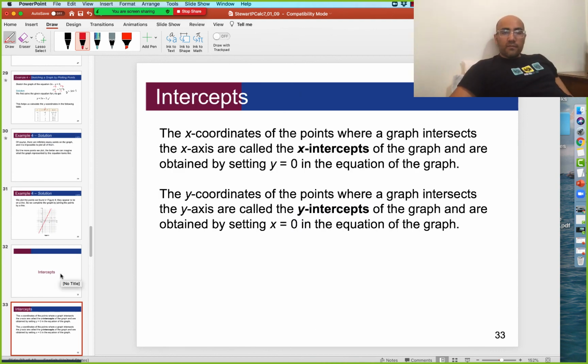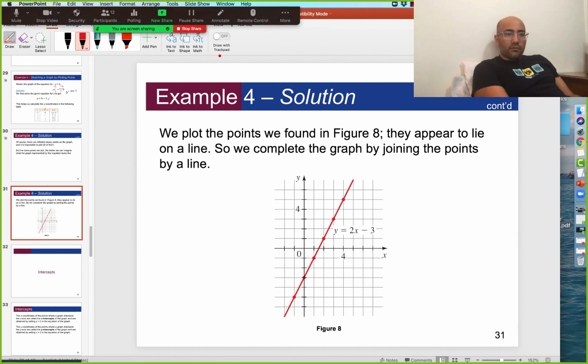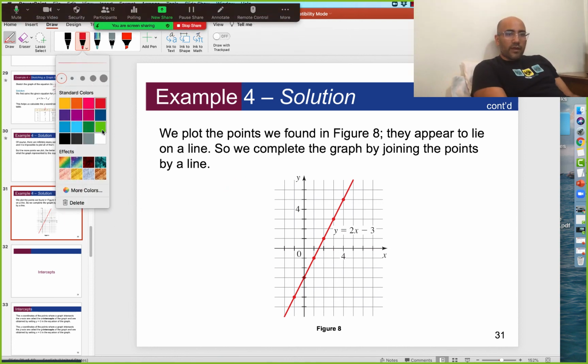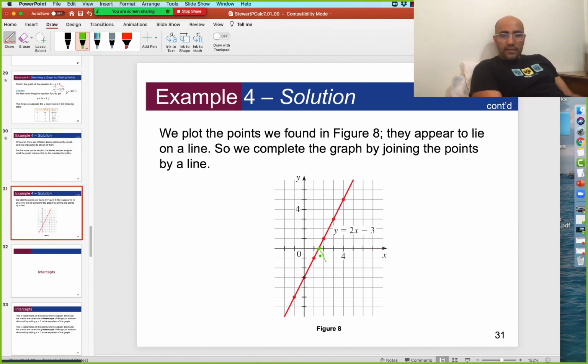Intercepts: the x-intercept and the y-intercept. The x-intercept is the place where this graph will cross the x-axis. Looking at this graph, this point right here is the x-intercept point. And this point right here is the y-intercept point.